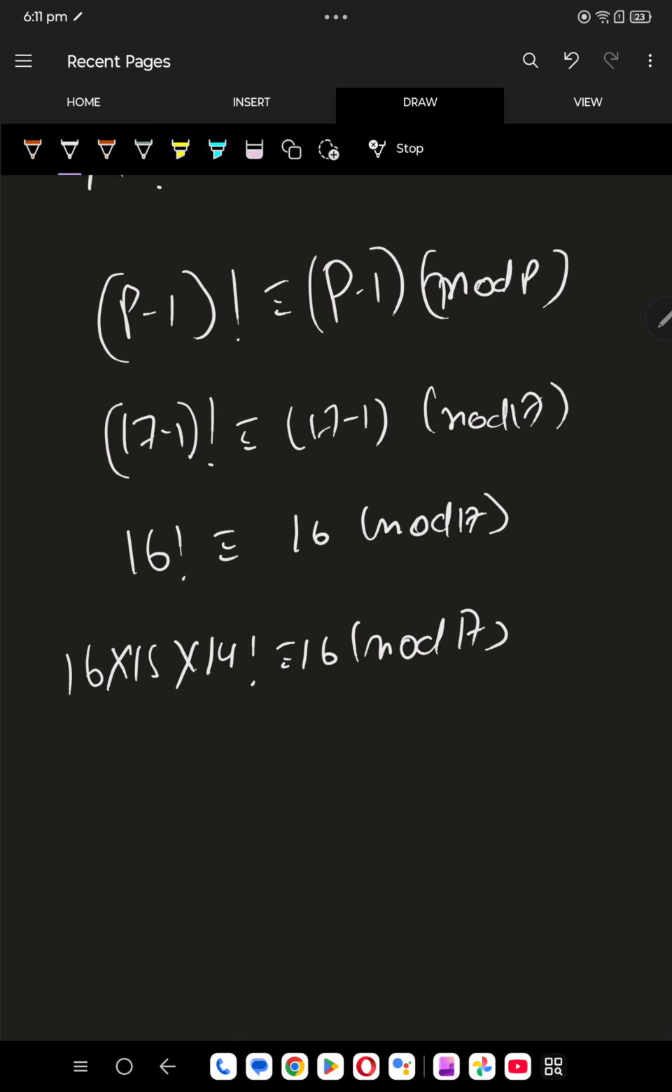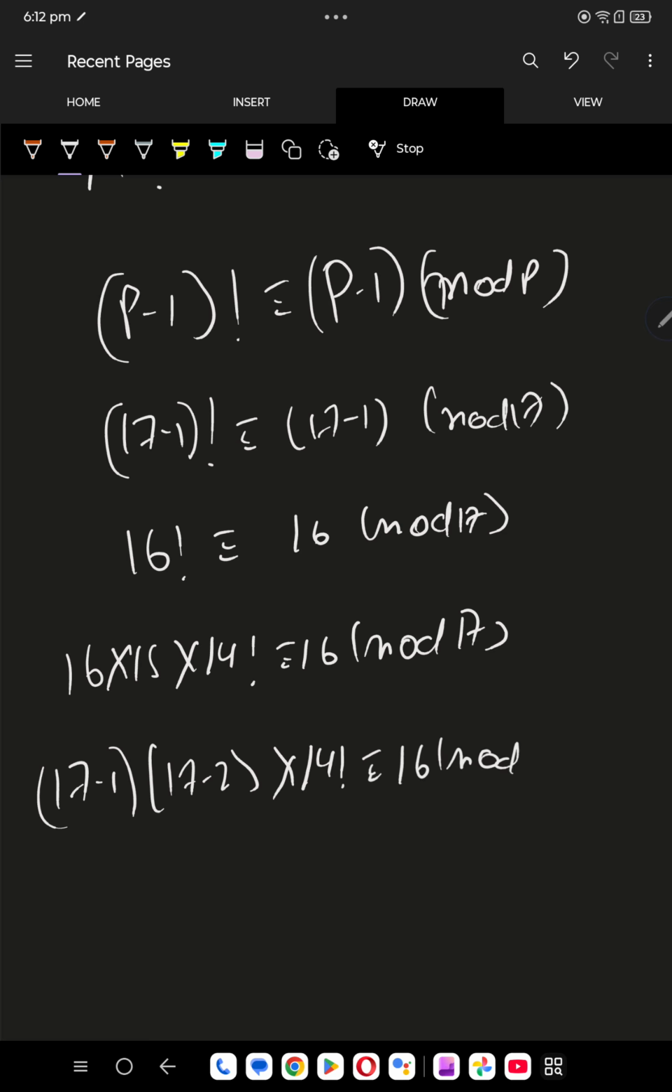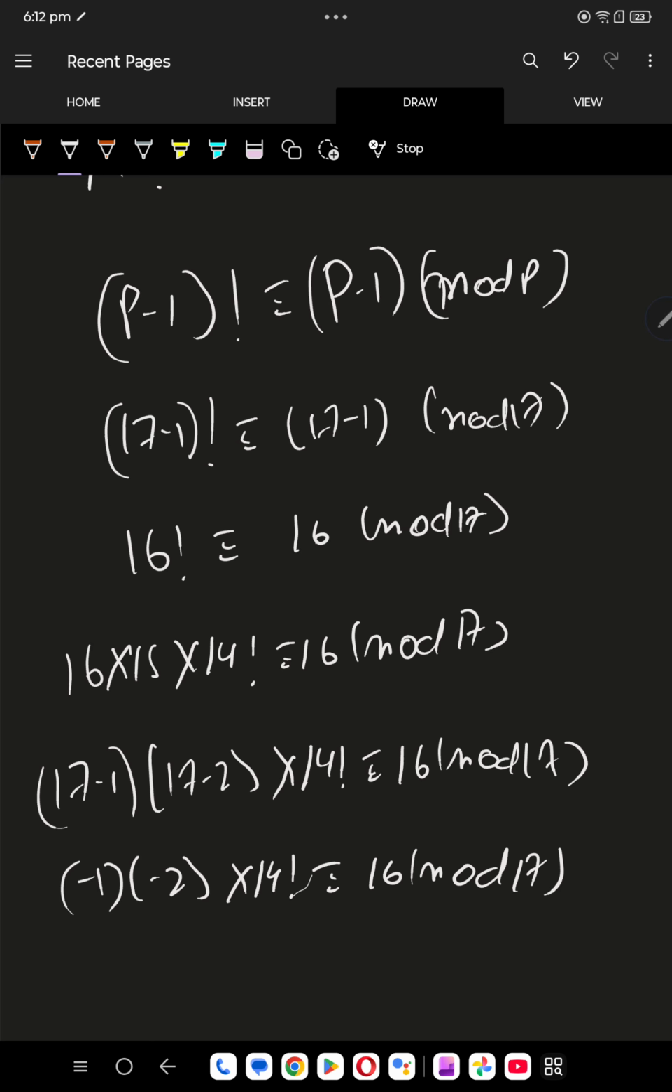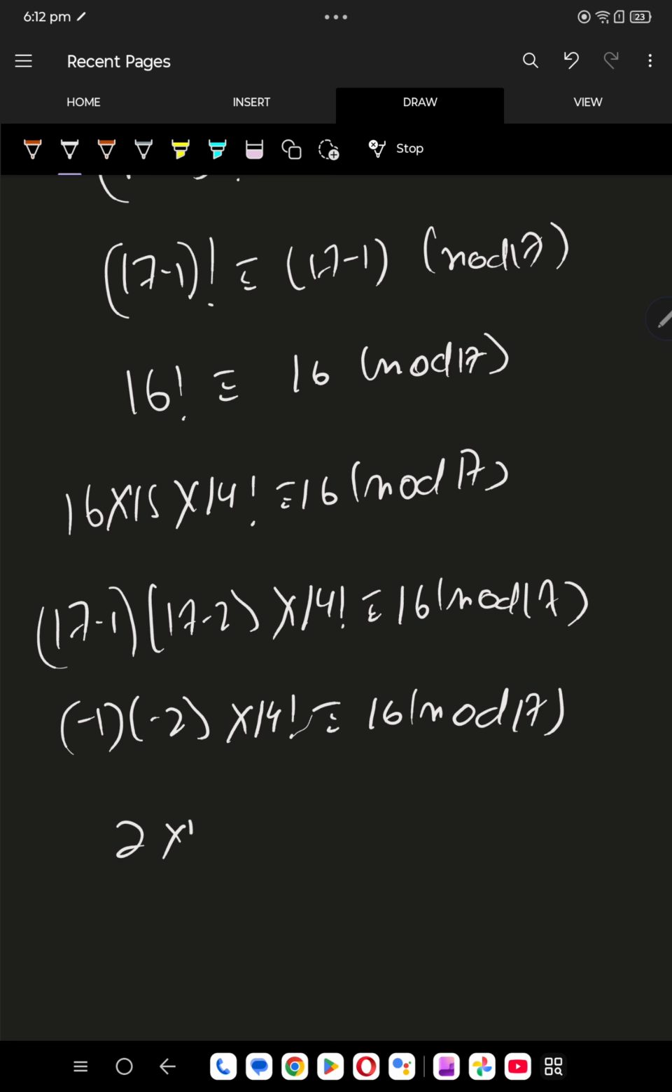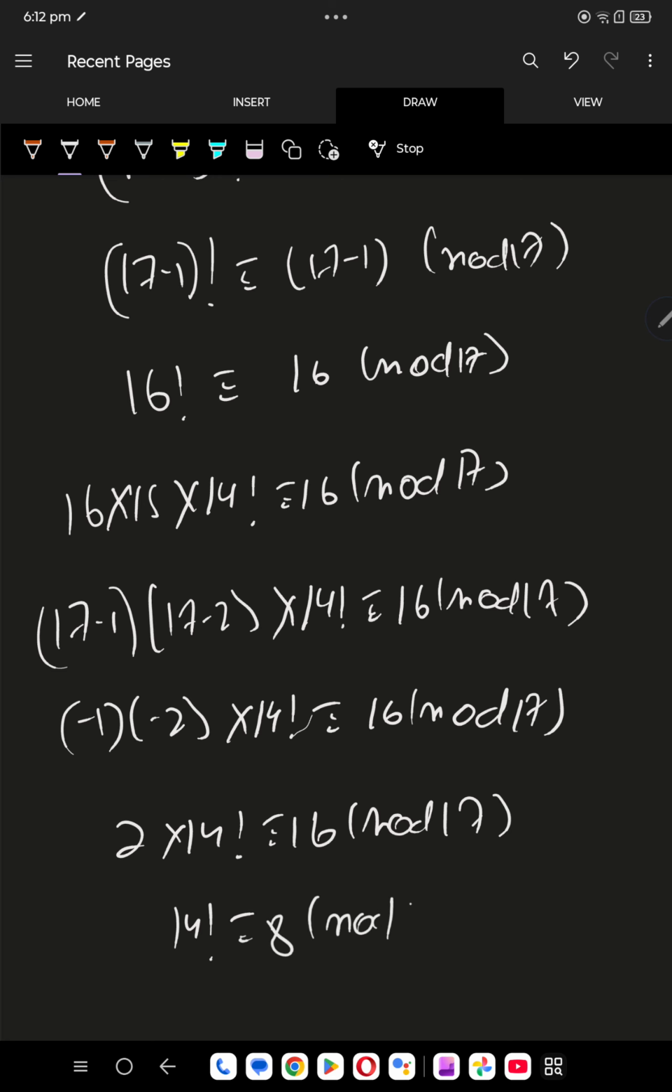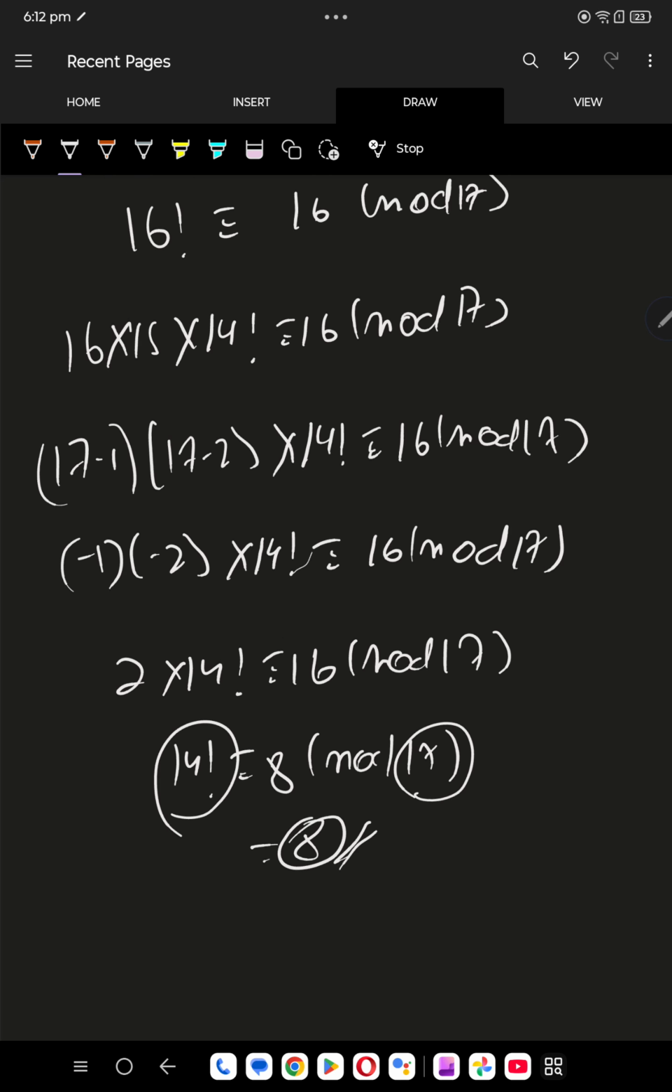With terms of 17, right? 17 minus 1 into 17 minus 2 into 14 factorial is congruent to 16 mod 17. So minus 1 into minus 2 into 14 factorial is congruent to 16 mod 17. Don't think too much, just follow the procedure. So 2 into 14 factorial is congruent to 16 mod 17. So 14 factorial is congruent to 8 mod 17. So when 14 factorial is divided by 17, 8 is the remainder. That's it. Wasn't it simple?